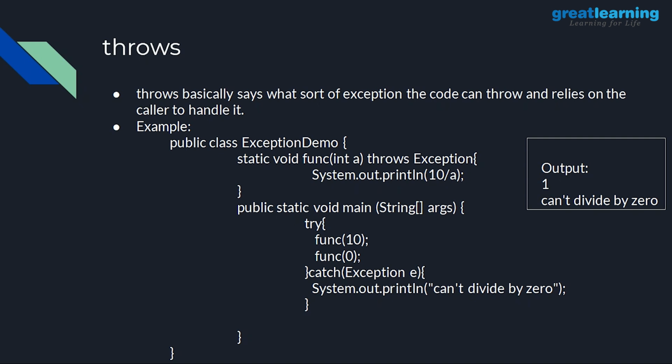So throws basically says what sort of exception the code can throw, okay? And relies on the caller to handle it. So the caller defines it and handles it, the caller function, okay? For example, here function func, okay? This is all about exception handling.